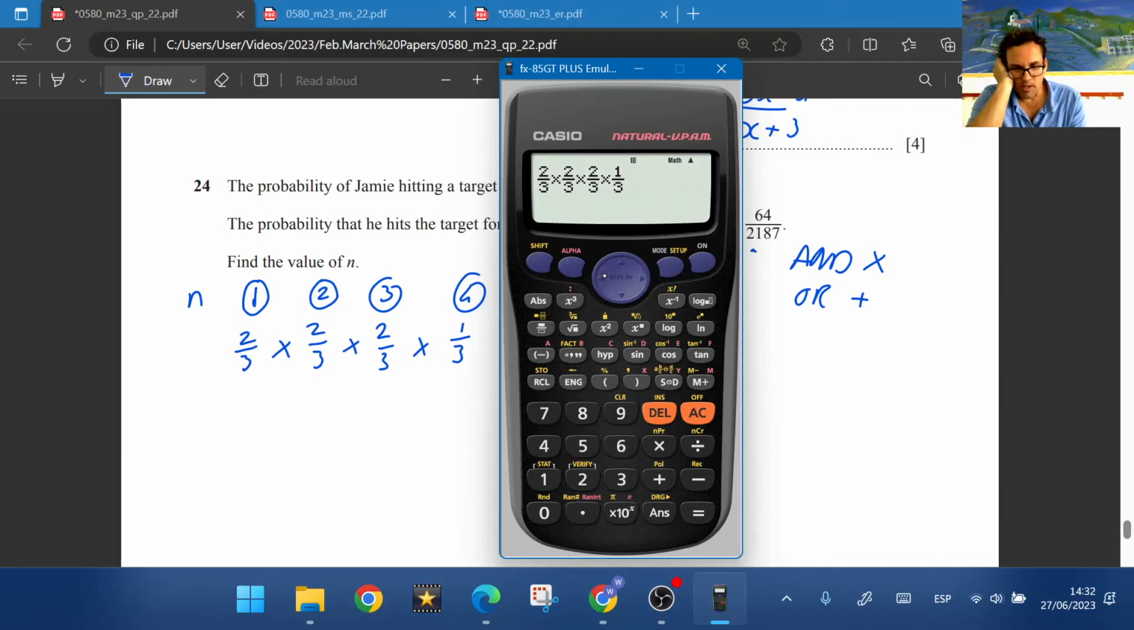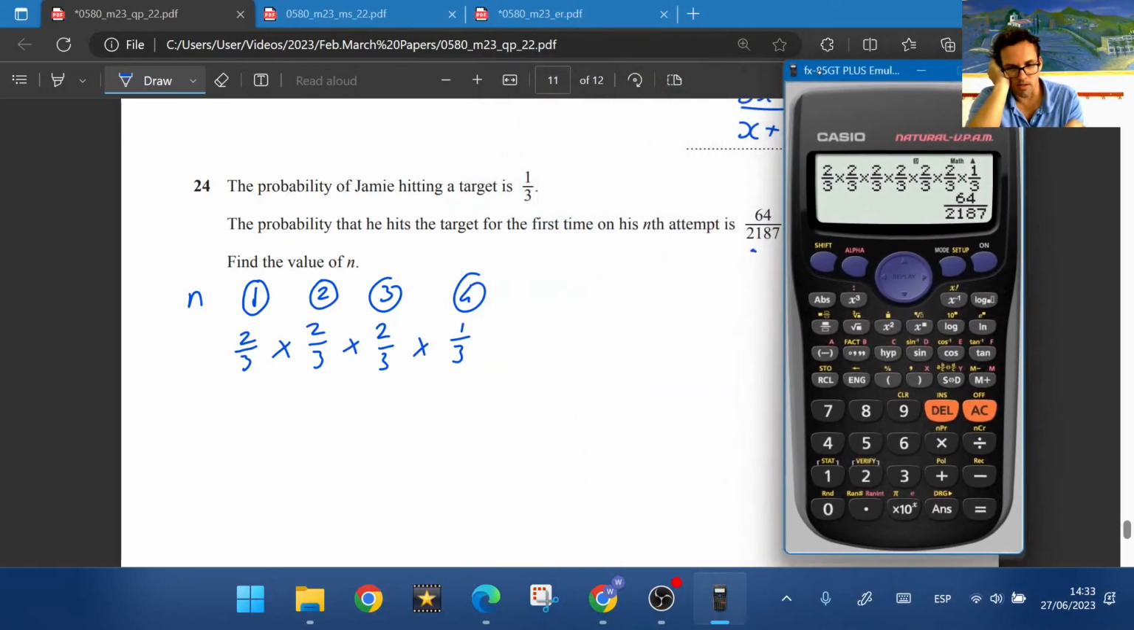So that is 4 throws. Let's do 5. So 4 misses, and the 5th is a hit. We're getting closer. Let's do 6 throws. So 5 misses, and the 6th throw is a hit. Things are getting hot. 6 misses, and the 7th throw is a hit. Bam, look at that.